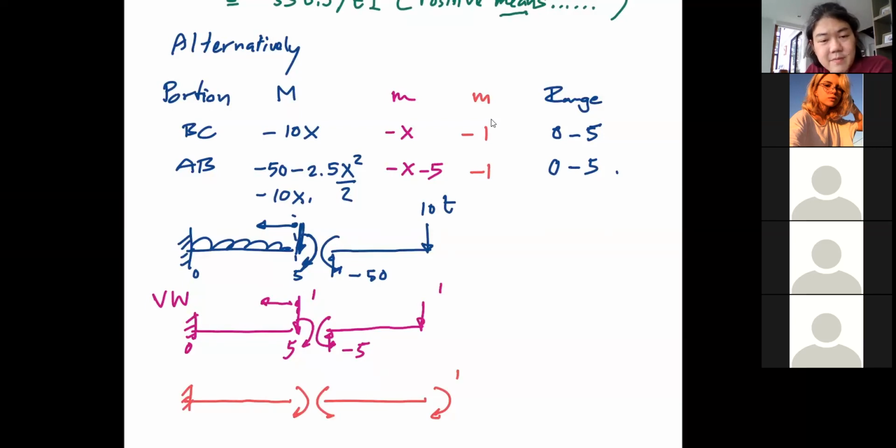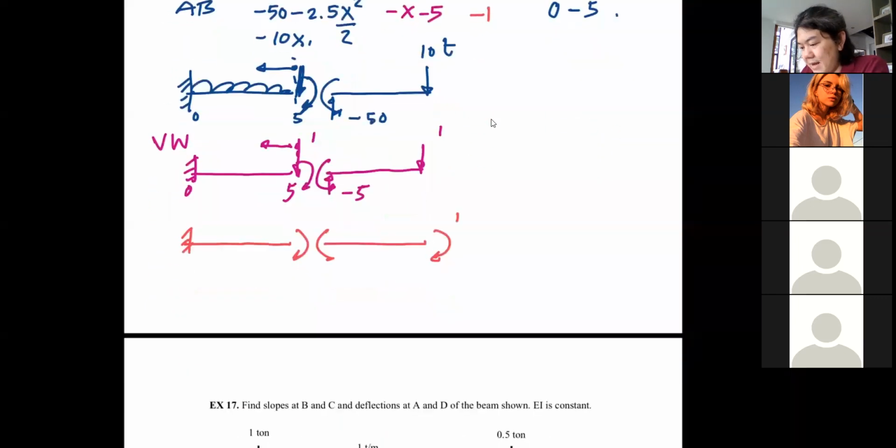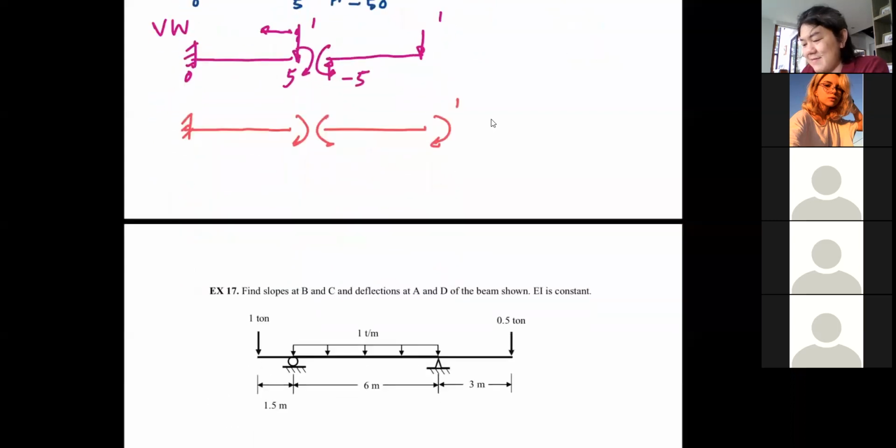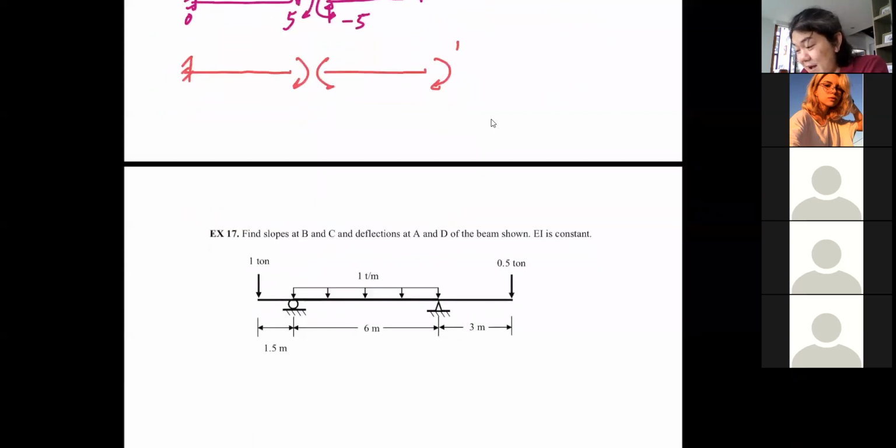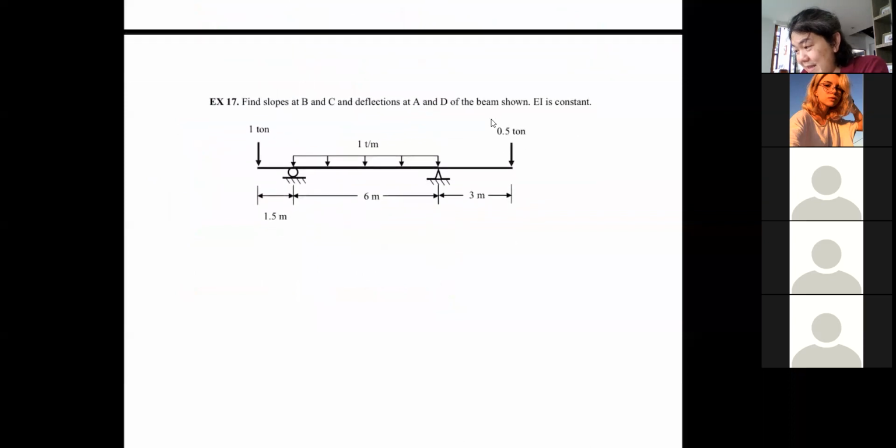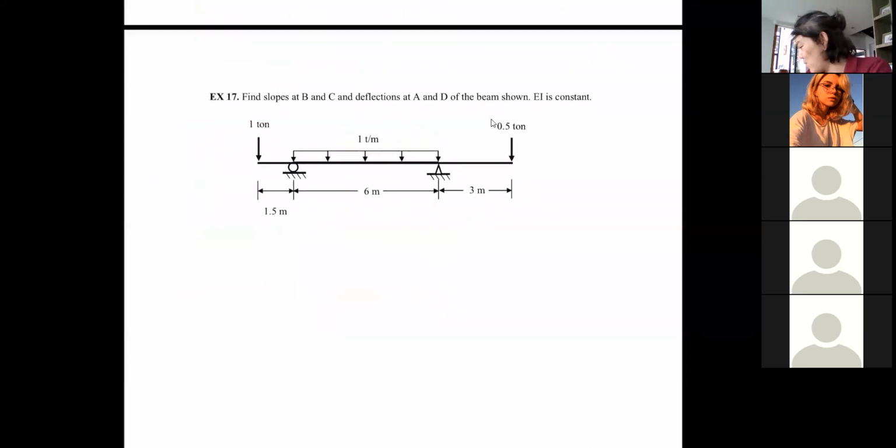Okay, is there any question? Are we crystal clear? I hope so. Okay. I'm glad that I covered that. So let's face this now. Find slope at B and C and deflection at A and B. So where are they? Take a look. Okay. Hang on.